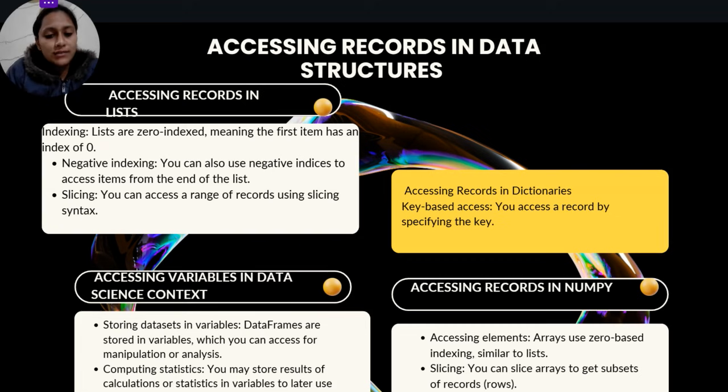Third is how to access variables in data structure context. First, storing datasets in variables. Data frames are stored in variables which you can access for manipulation or analysis. Second is computing statistics. You may store results of calculations or statistics in variables for later use. And fourth is accessing records in NumPy. First, accessing elements. Arrays use zero-based indexing similar to lists. Second is slicing. You can slice arrays to get subsets of records or rows.